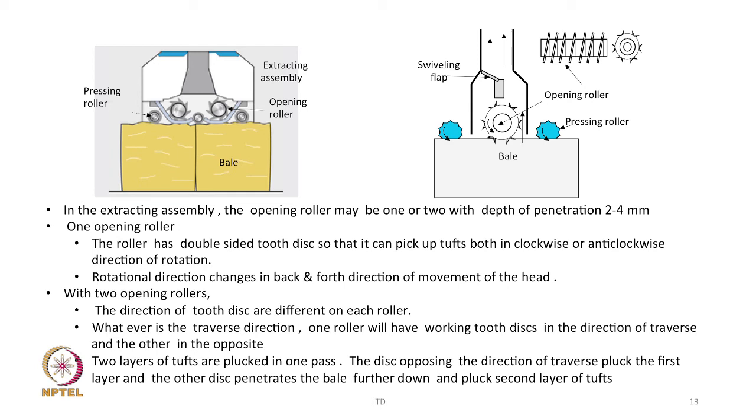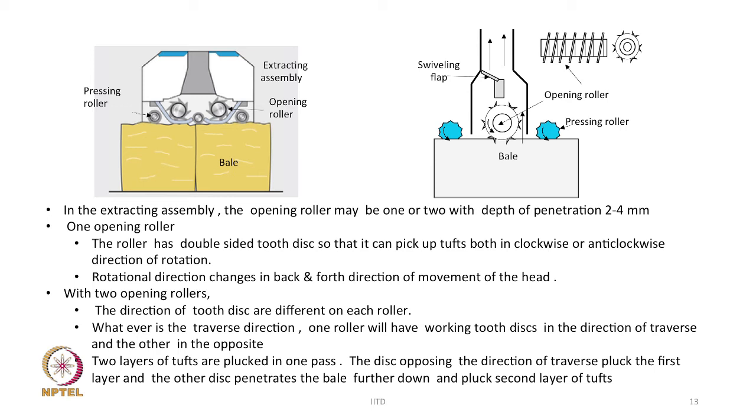So, while we use two opening rollers, like in this case, as it travels back and forth, it will be able to remove or pluck out tufts from two different layers. If we have a single roller, then obviously it will be able to pluck out tufts from a single layer only. So, to increase the productivity, we can use two opening rollers as shown in this diagram, in the left hand side diagram.